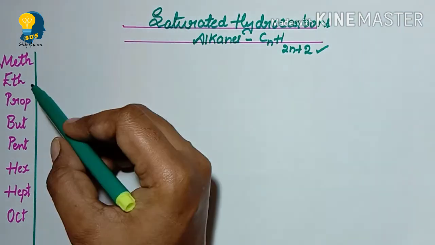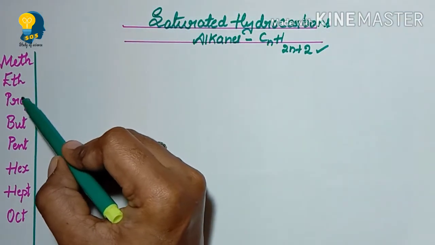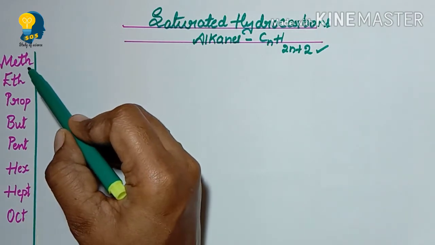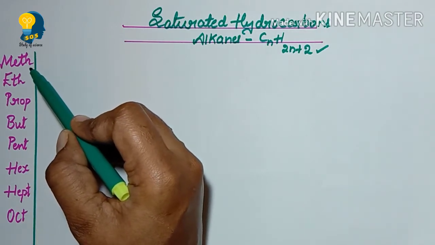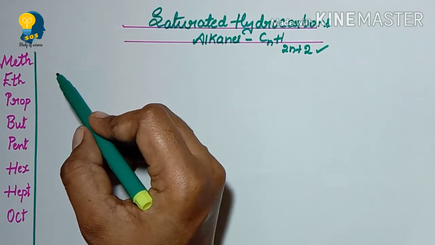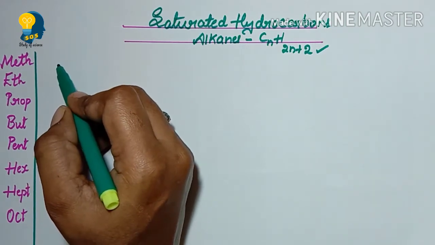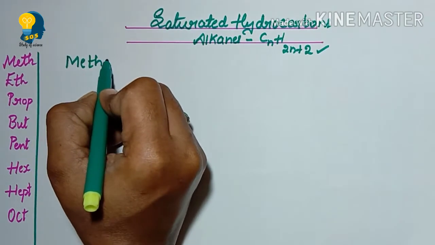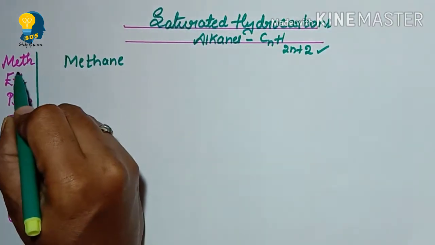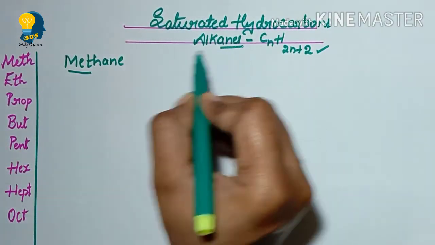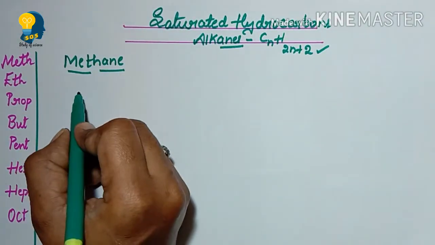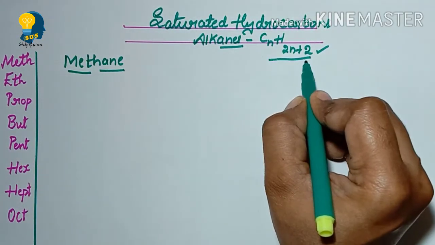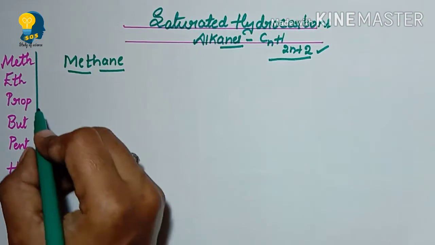Okay, so by looking at the general formula of alkane, let us now write the members of alkane. So here are our members, that is the meth, eth, prop, but, pent, hex, hept, oct. Meth means it is 1. So now let us substitute n is equals to 1 for meth. Now let us write the first member of alkane, that is methane. Meth combines with ane, it becomes methane. So where n is equals to 1, I will be substituting n is equals to 1 for the alkane formula.